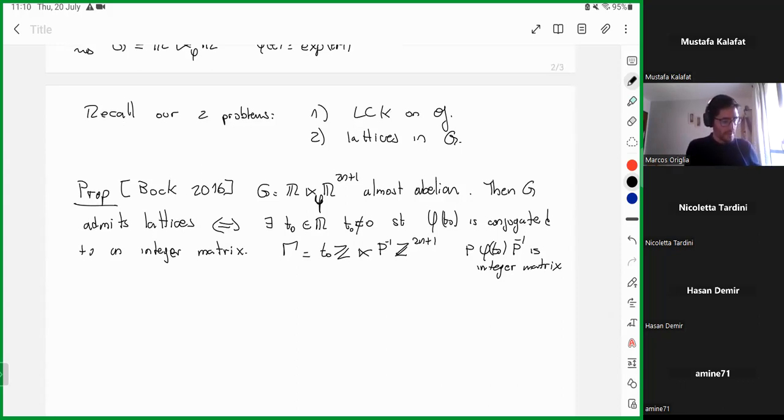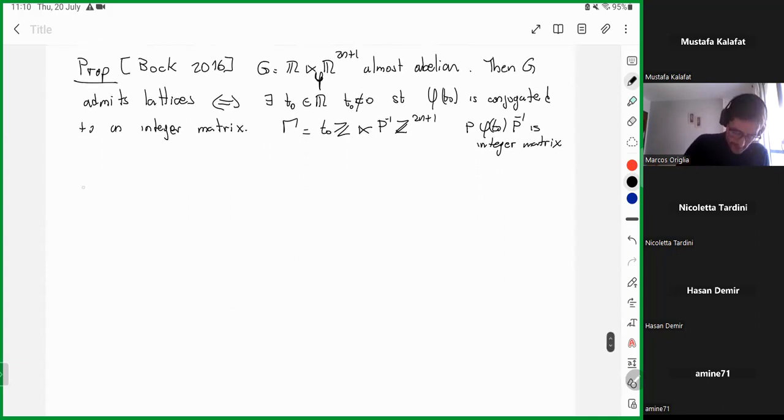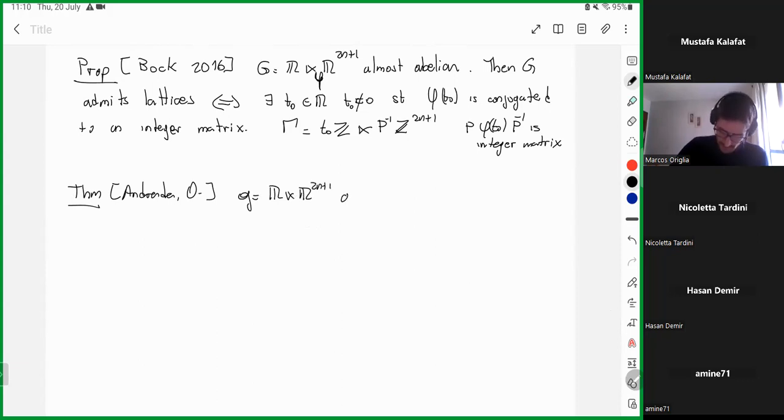So now we will focus on the first problem, the existence of LCK structures. With Adrián Andrada, we studied this LCK structure on this family of algebras, and we got this characterization. So if G is almost abelian, let's fix the Hermitian structure. Let me do two cases. In dimension 4, we already have the list of what happens, but just to see that with this result, we recover what happens in dimension 4.